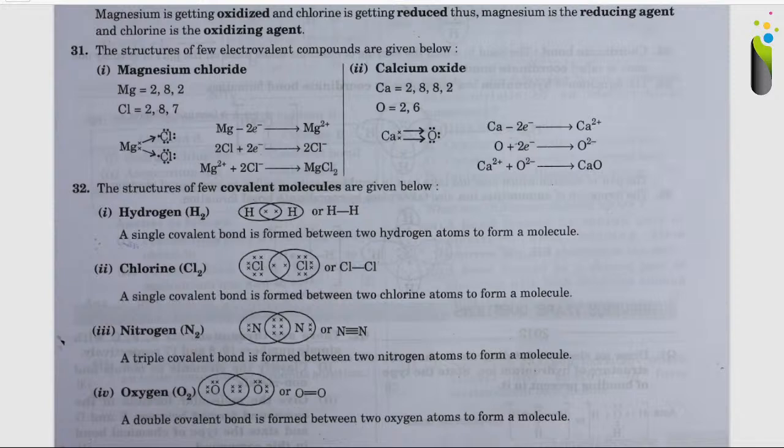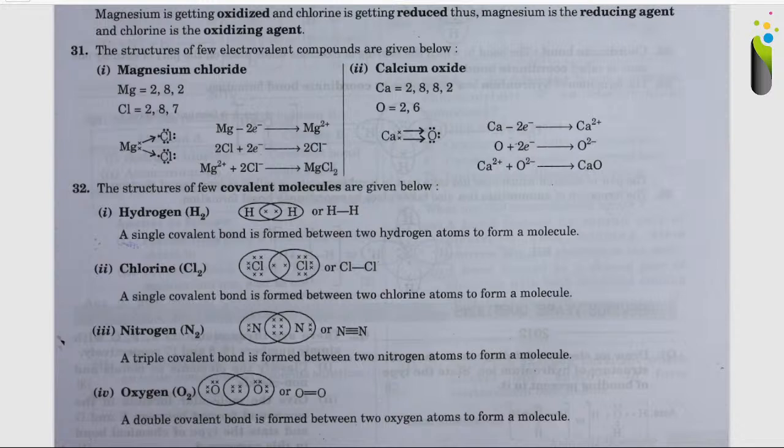Now coming to the example of calcium oxide, wherein calcium has the electronic configuration 2,8,8,2, and oxygen has the electronic configuration of 2,6. So calcium loses 2 electrons and oxygen accepts the same 2 electrons. So it becomes Ca2+ and O2-. So Ca2+ and O2- give you CaO, that is calcium oxide.